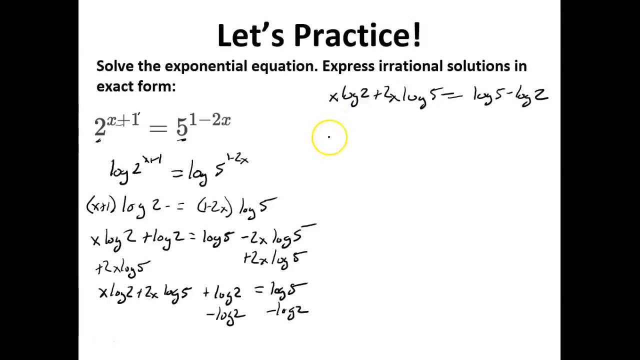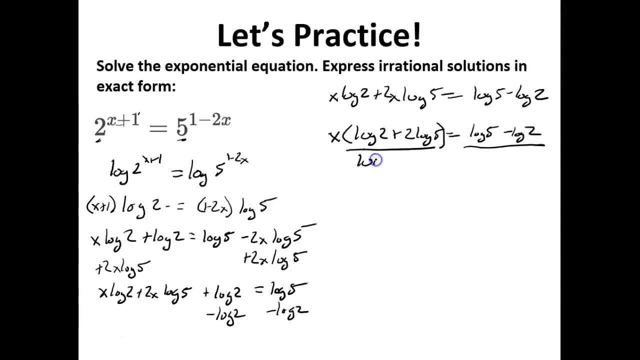Here I can factor out the x's. So you have x times log 2 plus 2 log 5 is equal to log 5 minus log 2. If I divide by log of 2 plus 2 log of 5 on both sides, you're going to have x is equal to, well, this whole mess here. Can I clean this up? Make it look a little bit better?